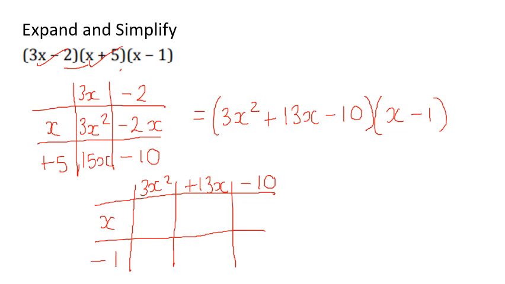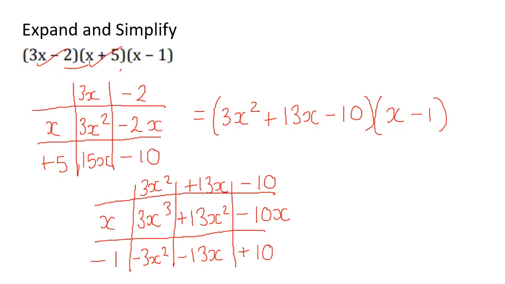So 3x squared times x is 3x cubed. x times 13x is plus 13x squared. x times negative 10 is negative 10x. Negative 1 times 3x squared is negative 3x squared. Negative 1 times plus 13x is negative 13x. Negative 1 times negative 10 is plus 10.